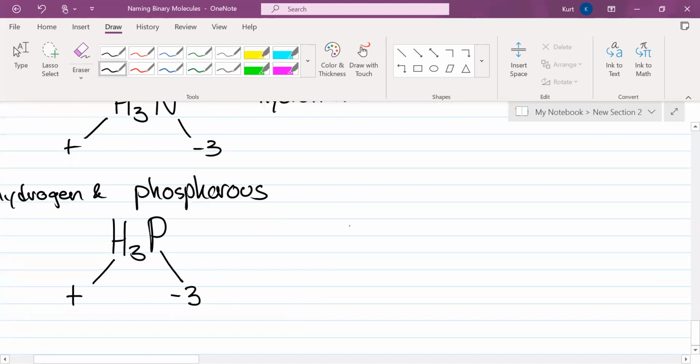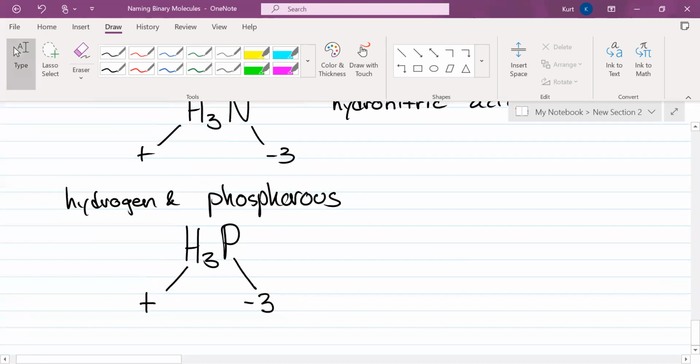So, what is the first step in naming? First off, do you see oxygen in this? You do not. So you're going to go by binary acid naming rules. What is step 1? Hydro. What is step 2? Get the root of the second element. What is the root of phosphorus? Phosphor. What is the third step? Ick. What is the final step? There it is. Hydrophosphoric acid.